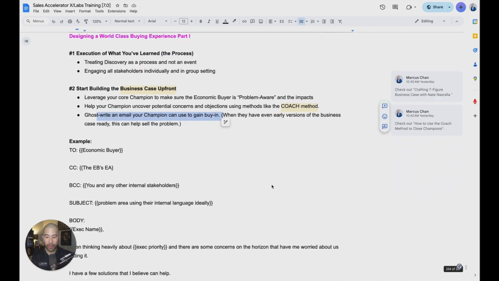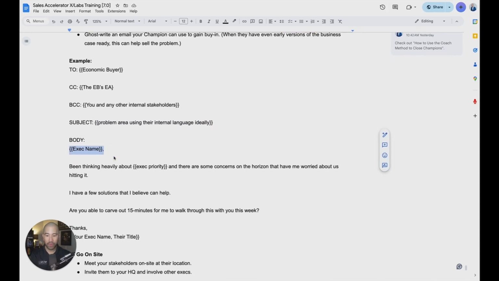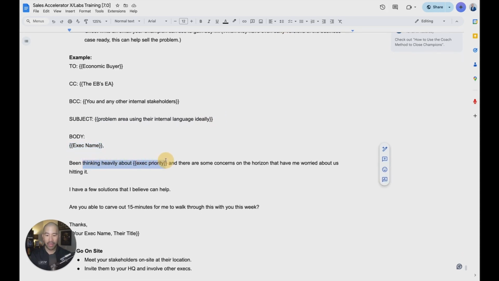So for example here, this is an example right here. It's addressed to the economic buyer, and they can see the economic buyer's EA. They hopefully BCC you and any other internal stakeholders. Then the subject line is a problem area, used in their internal language. It has to be ideally in their language. So what are the big common words they're using consistently for the problem area? Then: Exec name, I've been thinking heavily about executive priority. Notice here, we're originally going to executive priority. And there are some concerns on the horizon about us hitting it.